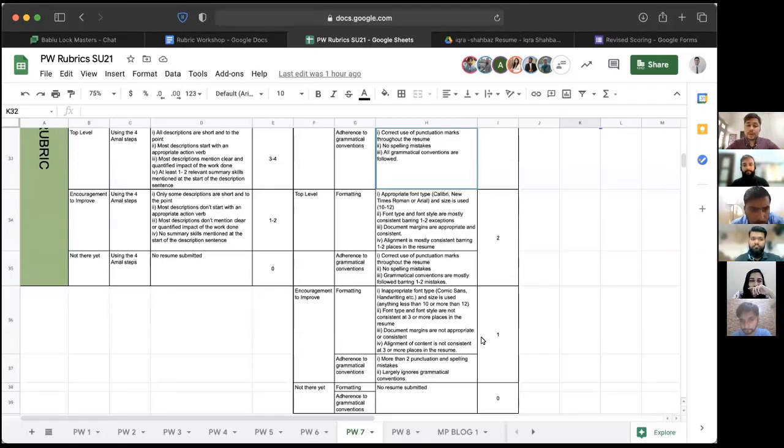So if we look at, if you give her 1 point out of 3, it means that alignment 3 से ज़्यादा places में नहीं है, margins appropriate और consistent बिल्कुल भी नहीं है, font type भी consistent नहीं है, inappropriate font type है, more than 2 punctuation है और largely ignores grammatical conventions. Is this true for the resume that you just saw? And for that, I will ask.